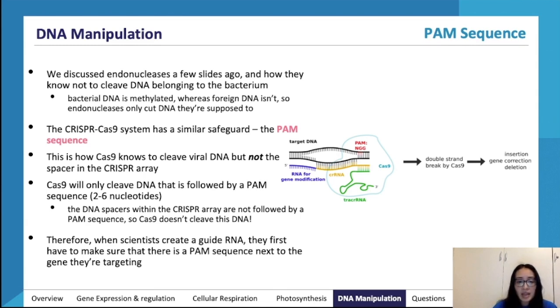The CRISPR-Cas9 system has a really similar safeguard, and it's something called the PAM sequence, which stands for protospacer adjacent motif. This is how the Cas9 endonuclease or restriction enzyme knows to cleave viral DNA, but not the spacer in the CRISPR array. So when you create your CRISPR-Cas9 in the lab, or in a bacterium, you have the guide RNA being saved within the actual bacterial genome. It's saved within the CRISPR array.